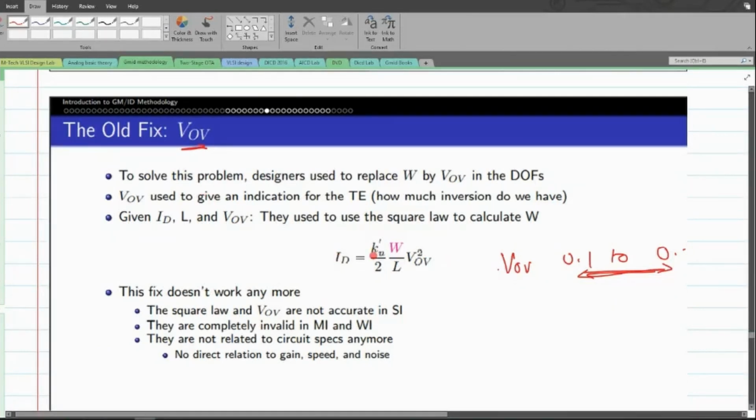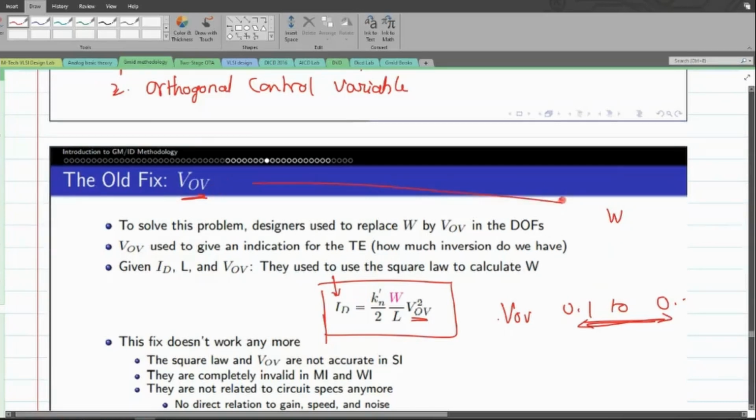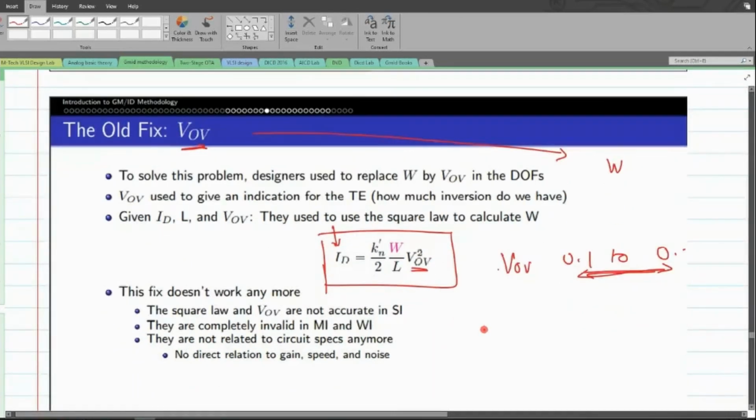Once I fix the value of VOV, I have to reconvert this variable back to our width, because what we actually wanted is the width of our device, right? So we want some sort of process in which, from this alternate variable, I get back the width that I want to use. So what people did is they made use of this square law current model. Just by substituting the value of VOV and the choice of ID that is defined from the spec, they can get the value of the width from here. So this is the inverse method by which, from this alternate variable, I could extract the value of this width.